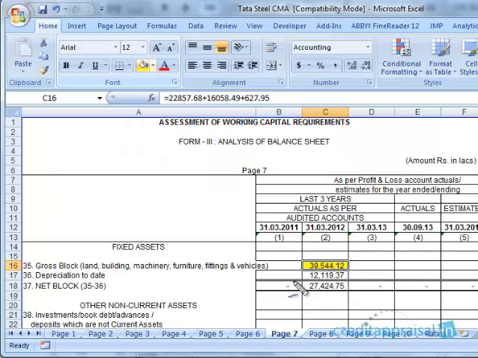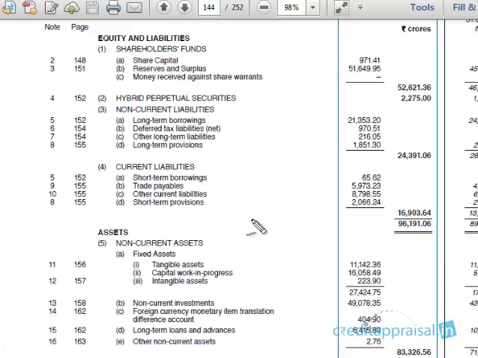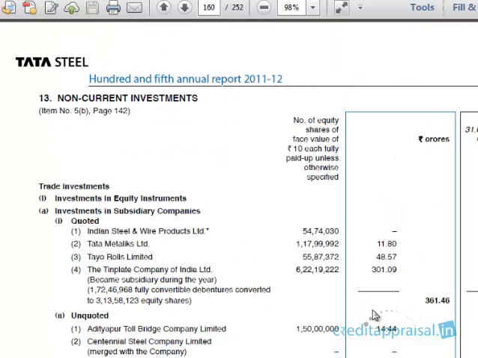So this includes 16,058 capital work in progress. Okay, so we have completed the fixed assets portion. So we'll move on to the non-current investments. Non-current investments is 49,000 crores. It's a huge amount. Let us see what the breakup is. 49,000 crores. So this is the schedule for non-current assets.